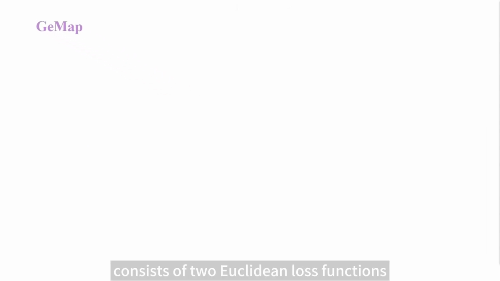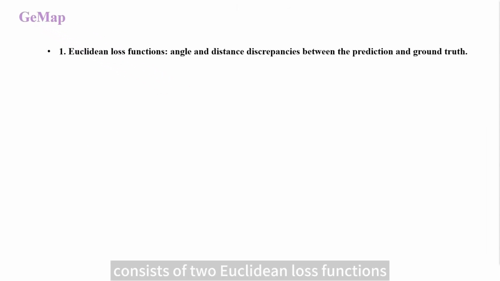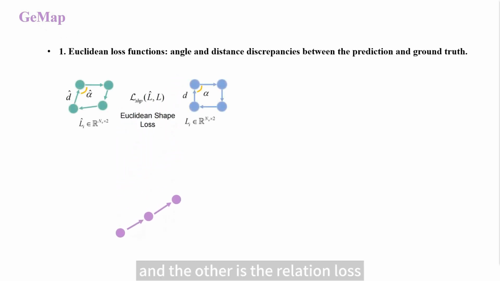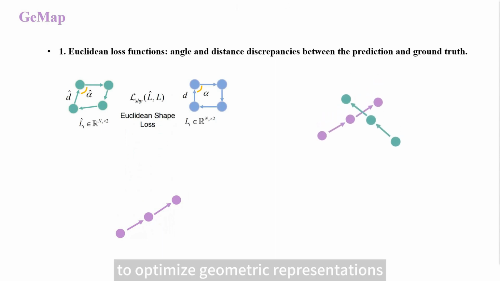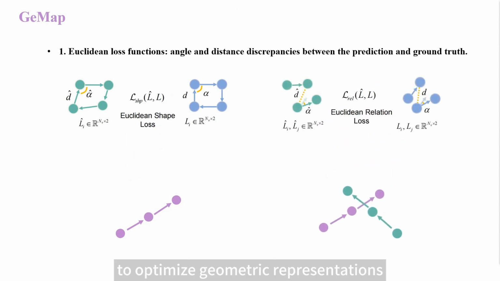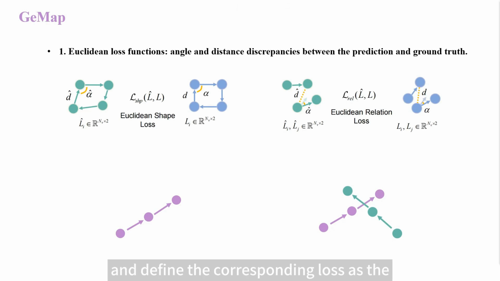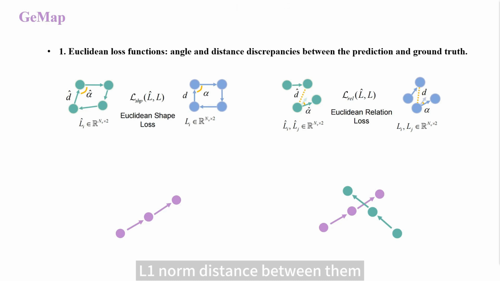Built on top of such geometric representation, we propose the GEMAP method. This method first consists of 2 Euclidean loss functions. One is the shape loss, and the other is the relation loss. To optimize geometric representations, we calculate the geometric representations of predictions and labels and define the corresponding loss as the L1 norm distance between them.